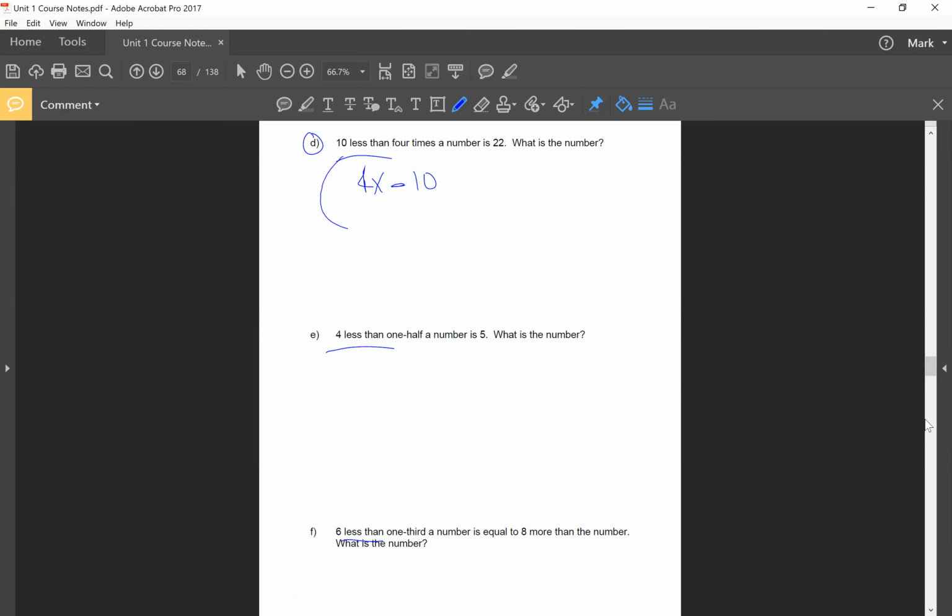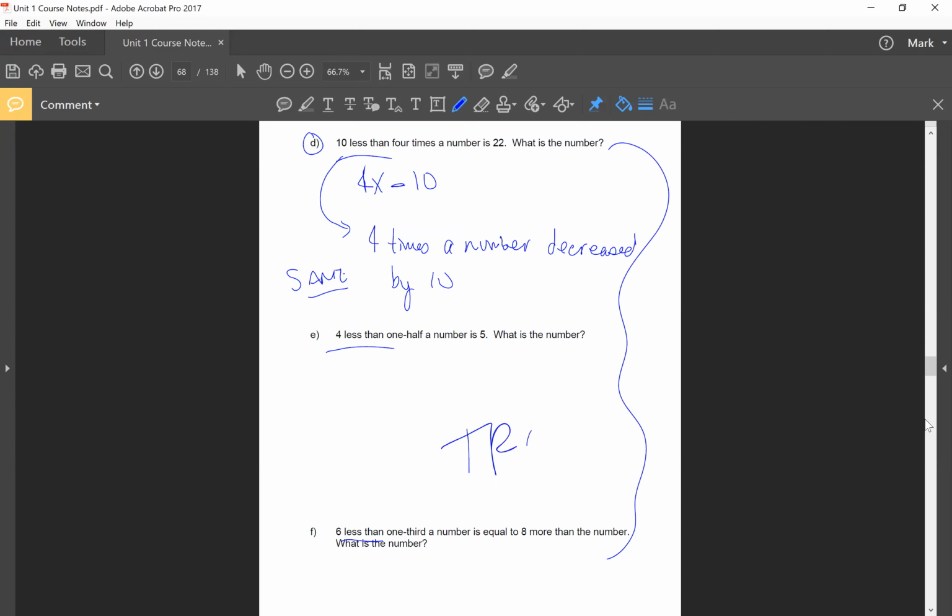This would be the same as if I said 4 times a number decreased by 10. Same. So 10 less than 4 times the number is the same as 4 times the number decreased by 10. All right, try these ones and then we'll move on.